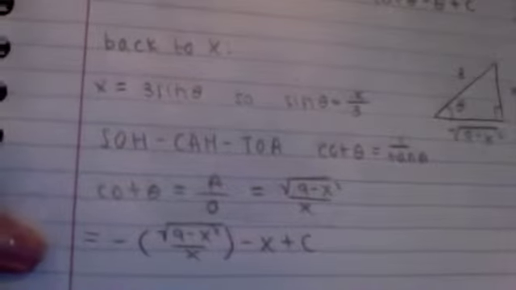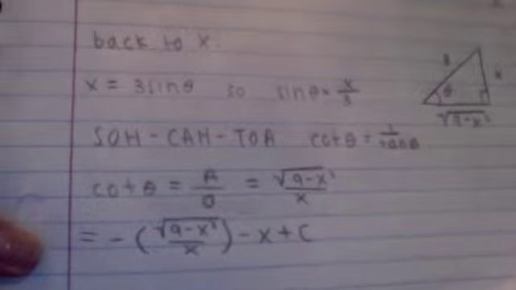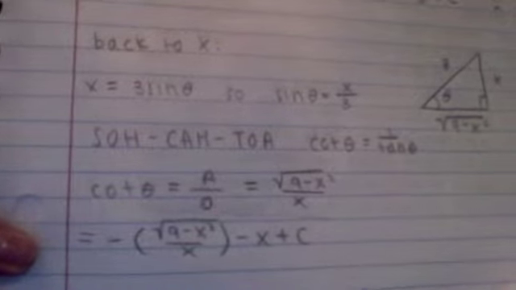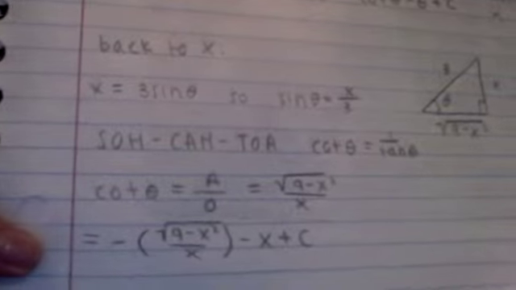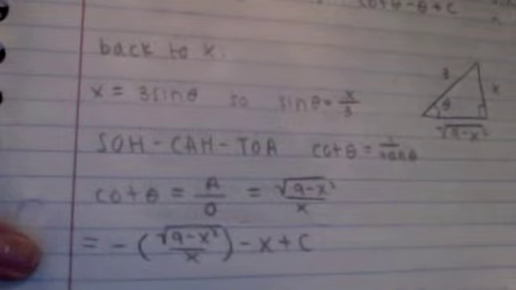So if we plug back in the square root of 9 minus x squared over x for cotangent theta, we get negative the square root of 9 minus x squared over x, minus x, plus c. And that is our answer.